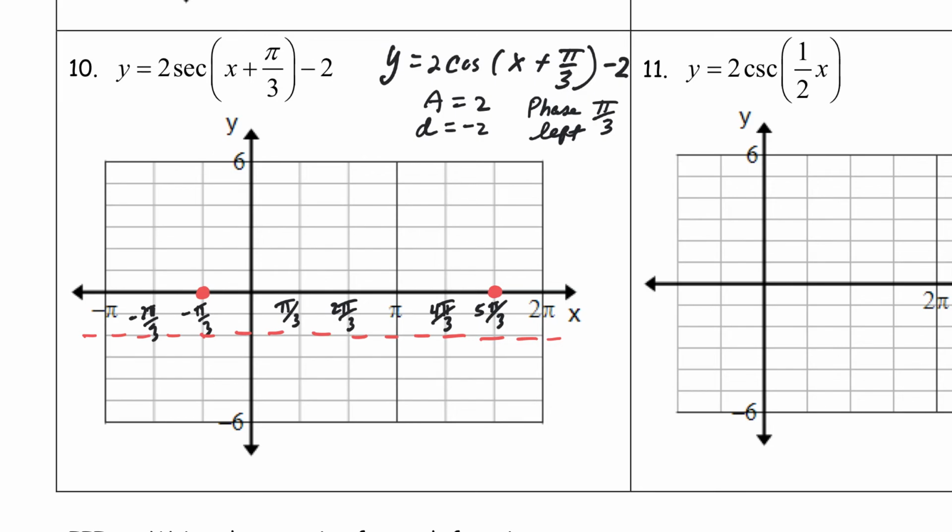Now, in between -pi/3 and 5pi/3 should be the middle. In this case, it should be 2pi/3, and you're going to have a min of 2. And in between -pi/3 and 2pi/3 is going to be the intersection. So this will be the intersection, this will be the intersection. And remember that the intersections will be the vertical asymptotes, and then you just have to draw your graph cosecant.